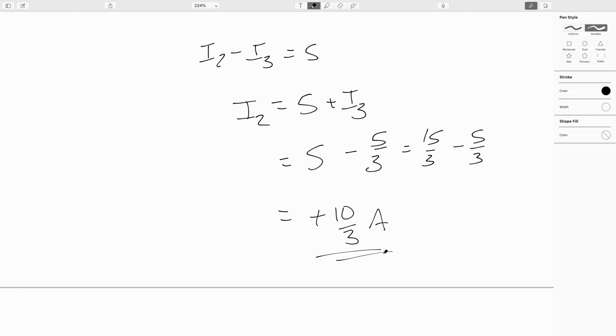Now, like I say, if you've had linear algebra and you know how to set up matrices and reduce them, by all means do that. That'll be certainly a faster way to go.